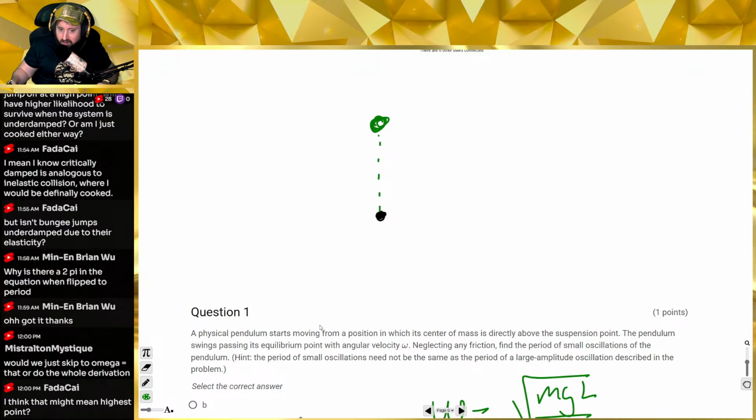And then I think they're saying that you're dropping it. Once you drop it this way, then they're saying it's swinging back and forth.